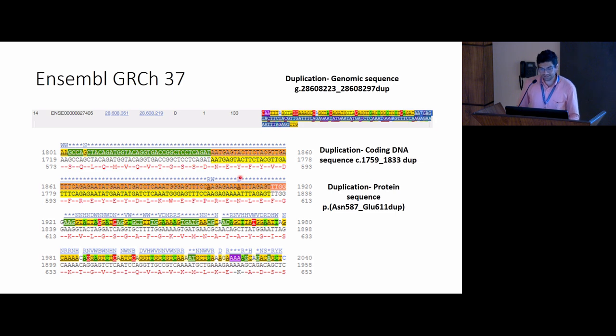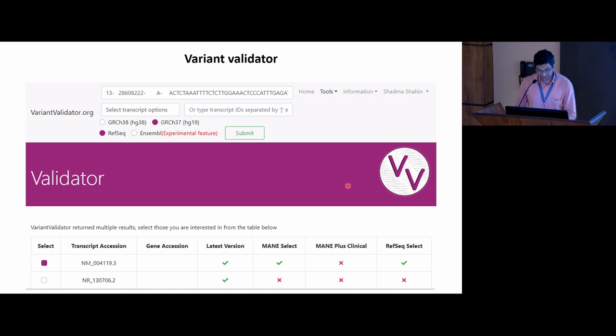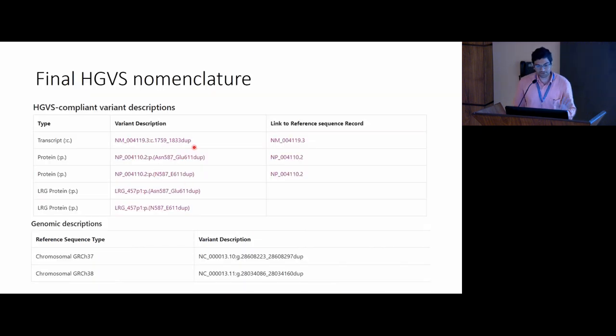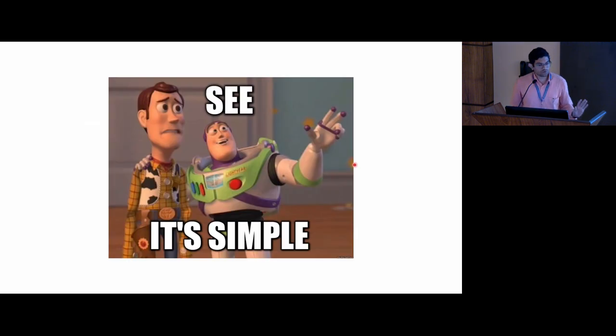The same with cDNA. From here, this position is 1759, and this position is 1833. So from this position to this position has been duplicated, and the same for the protein, from 587 to 611. When we use the manual method or variant validator, we get the same result. You can also confirm here that it is showing duplication instead of insertion, because duplication gets a higher priority over insertion. So this is the final report which we get. We have the RefSeq and we have the coordinates. So it looks like FLT3 ITD is very simple.